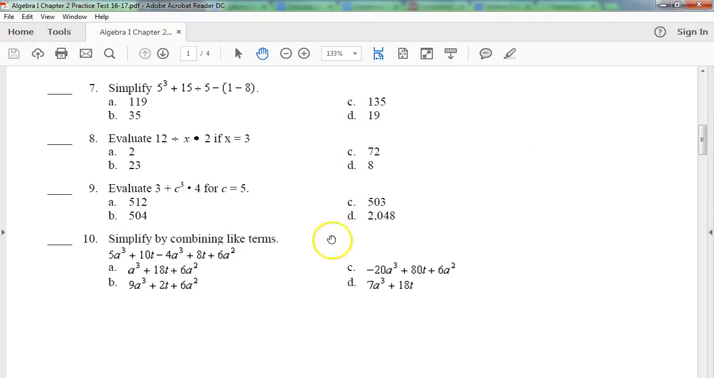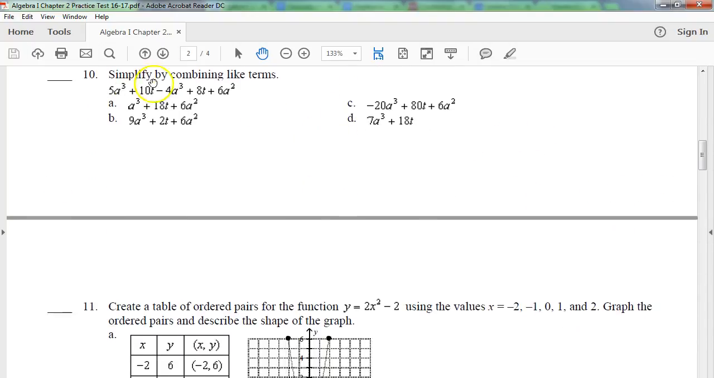Number 10, the directions are to simplify by combining like terms. So it might help to identify where your like terms are. Here we have 5a cubed. Here's another a cubed, and that's -4 of them. And then we have 10t here, and we have another 8t, and then we have our 6a squared that has no terms that are like it.